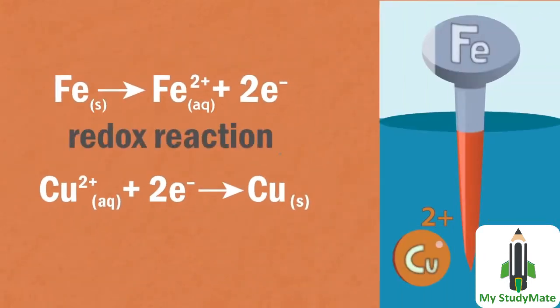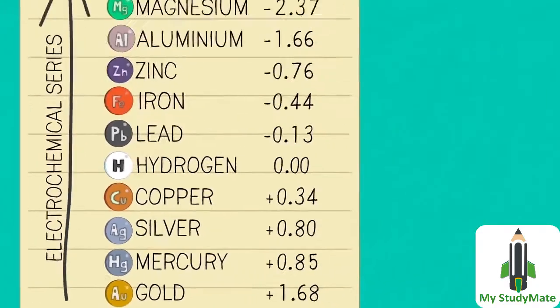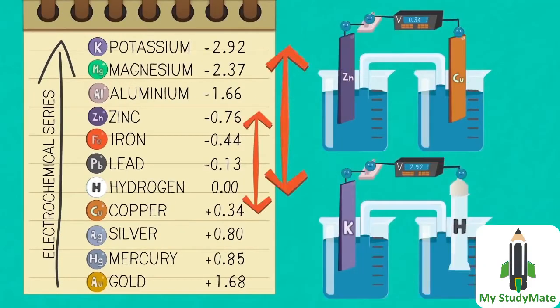In summary, the electrochemical series contains electrode potentials, measured in volts, which are compared to hydrogen. The greater the difference between the two substances in the electrochemical series, the more readily the electrons move from the more reactive metal, that is, the one with the more negative value, to the less reactive metal, that is, the one with the more positive value.